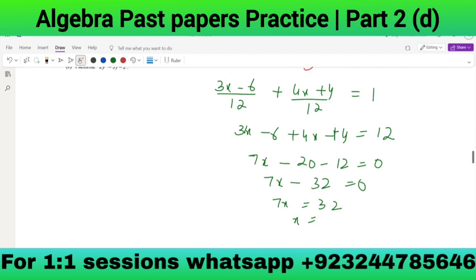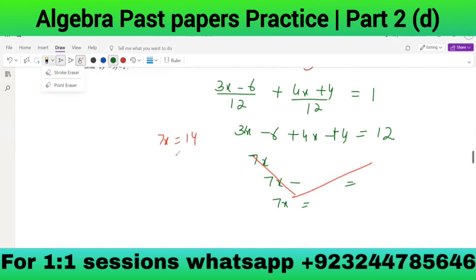-2. Then 2 will go to the other side, it will be added to make 14, so 7 is divided by 14. Okay. So we will get 7x is equal to 14 and x is equal to 2. Yes. So we can write it like this. 7x is equal to 14 and x is equal to 2.